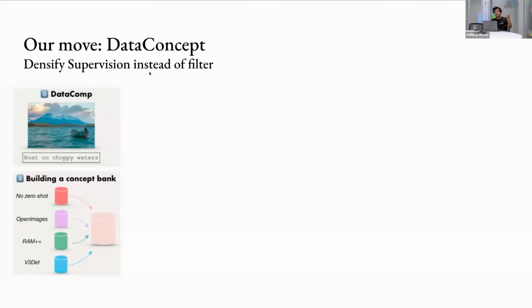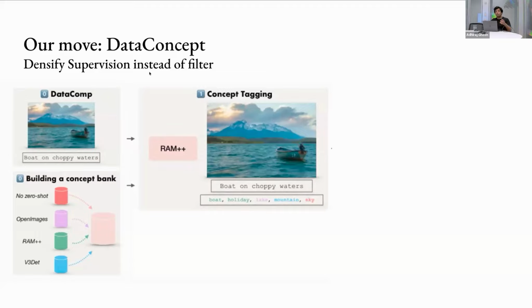First of all, we start off with DataComp, which contains image and text pairs. And we build something called a concept bank from several sources. We curate the largest open source concept bank with about 20,000 concepts. These concepts are mostly nouns, such as man, woman, flower, that exist in the natural world. It can be very fine-grained, it can be very broad, but it's very holistic and it encompasses a lot of things.